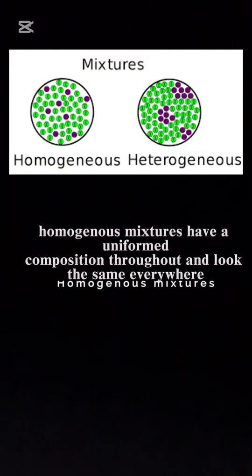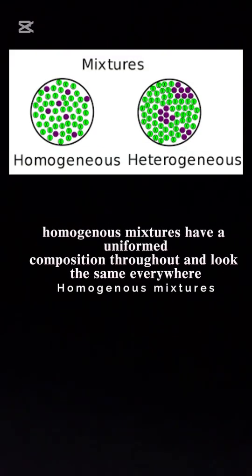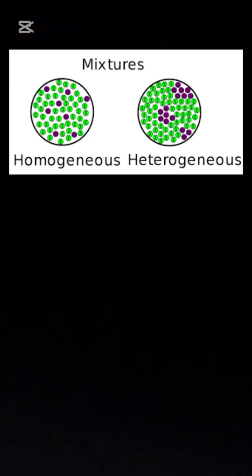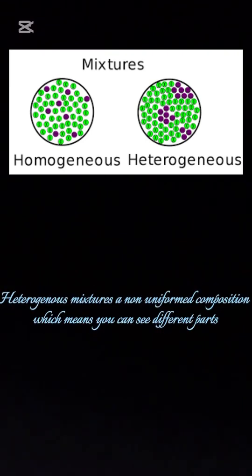Homogeneous mixtures have a uniform composition throughout and look the same everywhere. Heterogeneous mixtures have a non-uniform composition, which means you can see different parts.